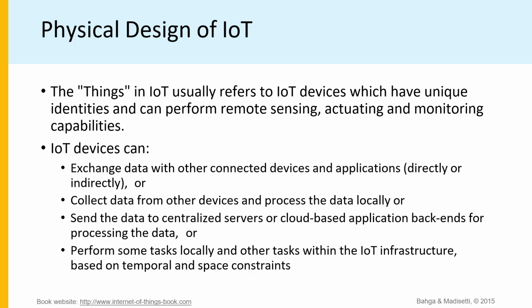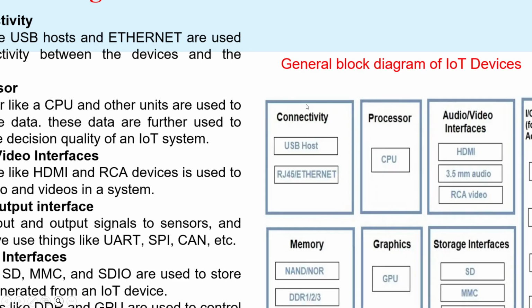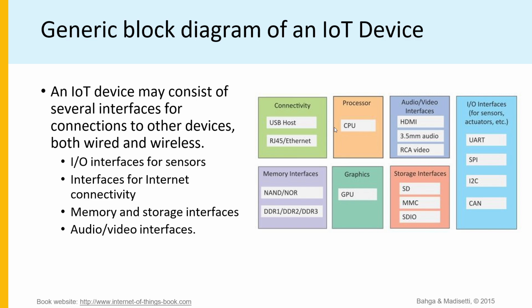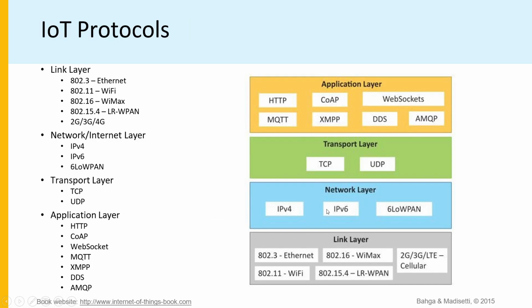The first part is things in IoT, which we have already discussed in the previous lecture. Anyhow, I will repeat. And coming to the second part, the second part is the generic block diagram. This is the generic block diagram, also known as the connection diagram, used in the physical design for IoT. And next, we will see the IoT protocols. Up to here, these three parts belong to physical design. Once the physical design of IoT is over, then we will discuss the logical design.